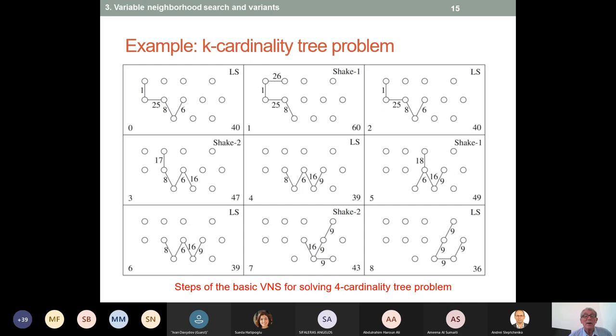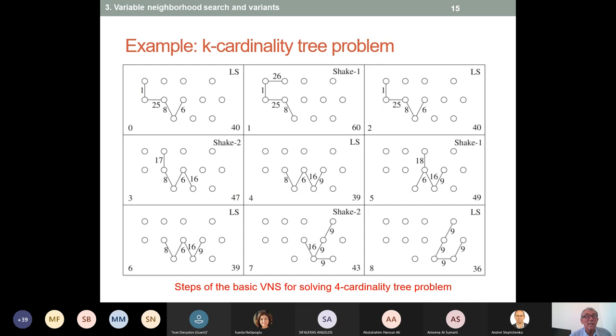Then I'm shaking in neighborhood 2, meaning remove 2, add 2 randomly. Here I remove the connections 1 and 25, as you can see, and instead add this 17 plus 16. After shaking, I got an objective function of 47.